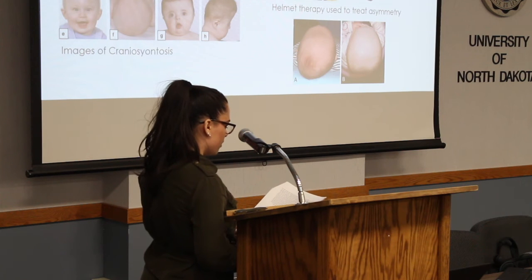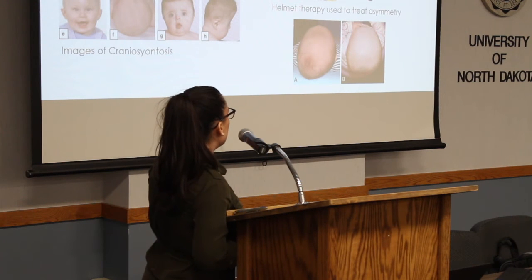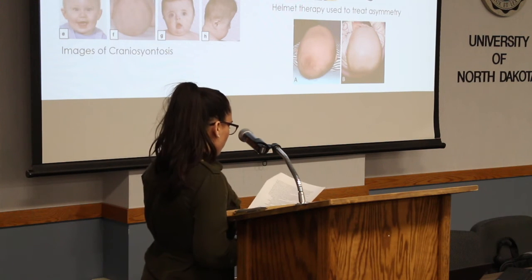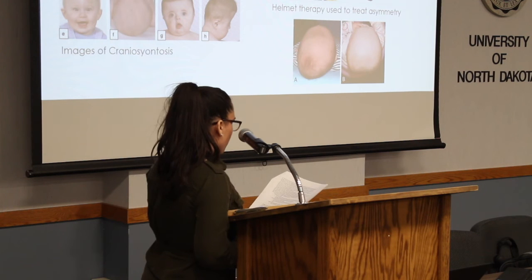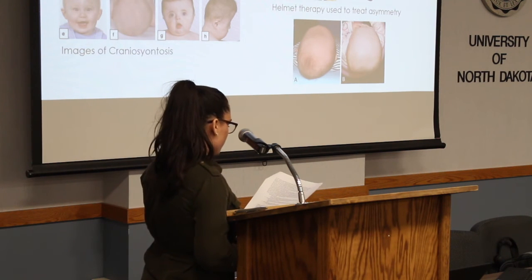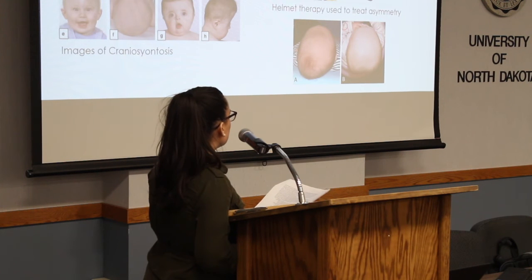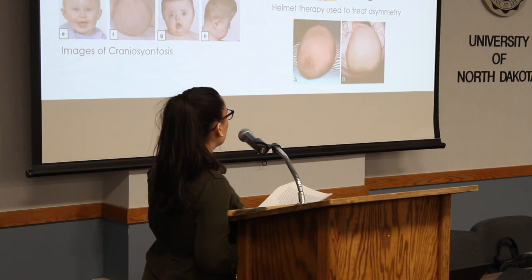And another type of common deformation we see today in Western society is just asymmetry. And so helmet therapy is a common method that's used to treat the asymmetry. And what is done is basically a custom manufactured hard plastic helmet is used, and it applies pressure to the areas that need to be changed in order to round the infant's skull.